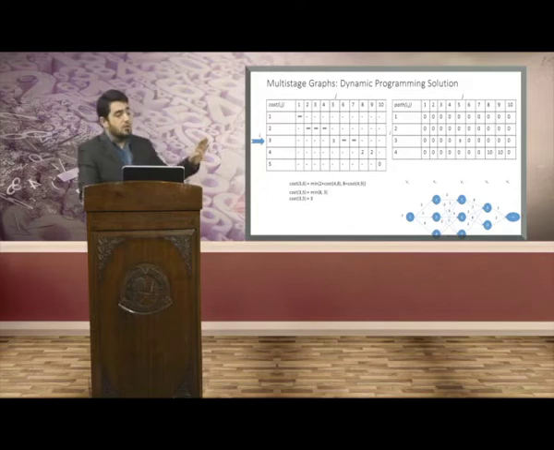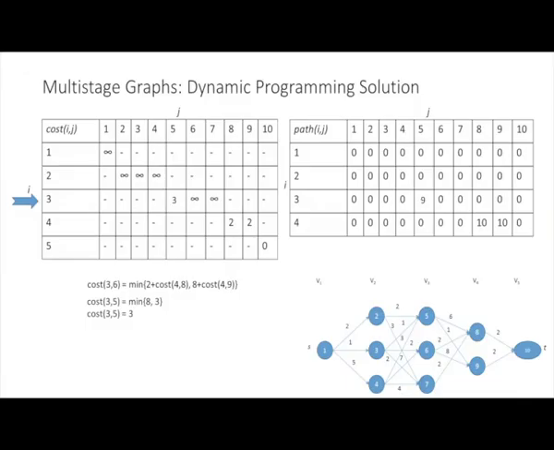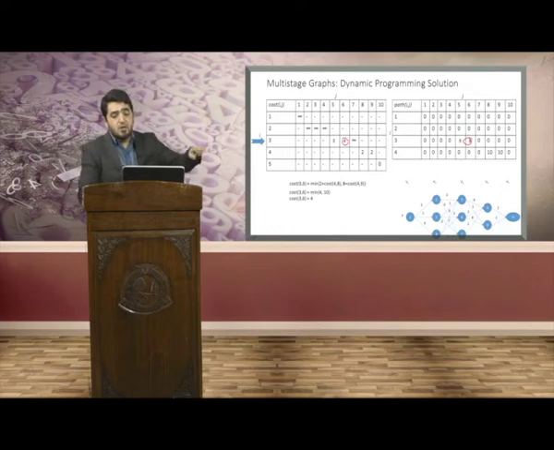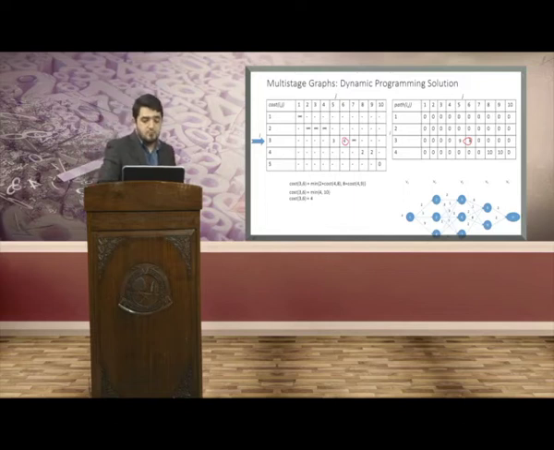So in the cost array, for node number 6 in stage number 3, we will store 4, which is the minimum cost that can be obtained, and we'll also store node number 8 in the path array. That is, for stage number 3, if we choose node number 6, in order to reach the final destination, we will have to choose node number 8 in the next stage, stage number 4.